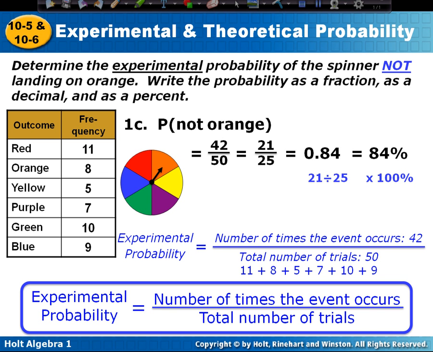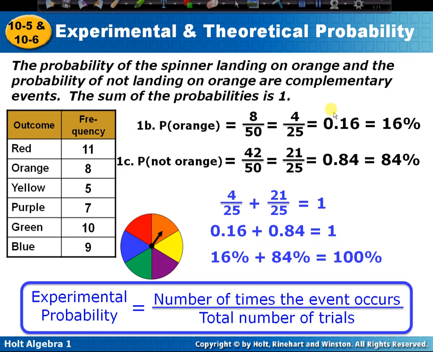Now, we have an 84% chance that it's going to land on something other than orange, and we had a 16% chance that it was going to land on orange. So you have 16% and 84%, and when you add those, you have your fraction 4 over 25 plus 21 over 25, that equals 1. 0.16 plus 0.84. Add those together, the probability of orange, the probability of something other than orange, you get 1. 16% plus 84%, and you get 100%. So you can see here that it equals 100% every time, or 1.